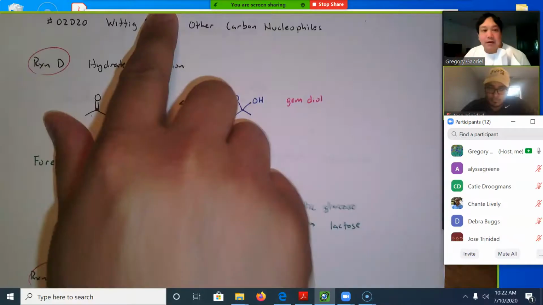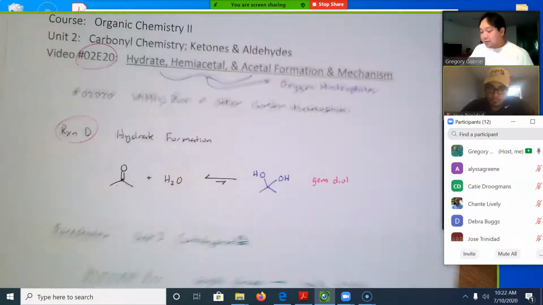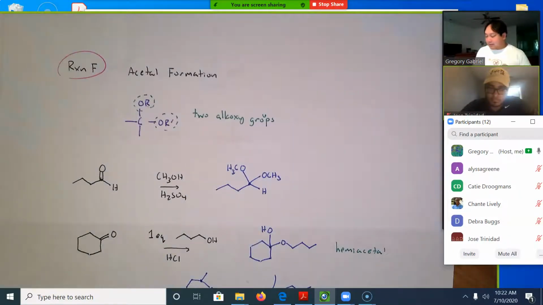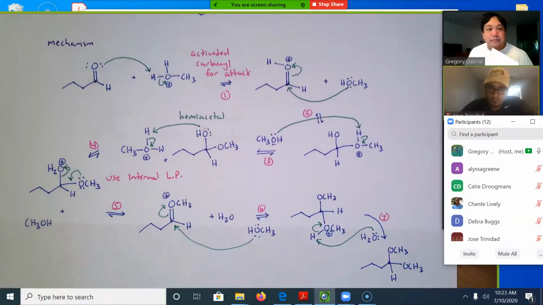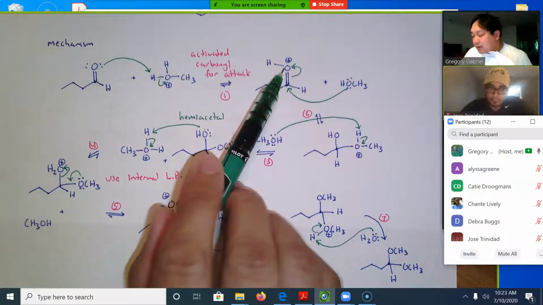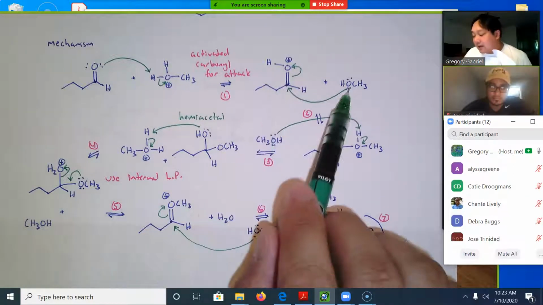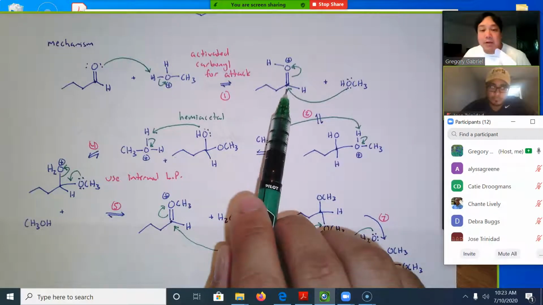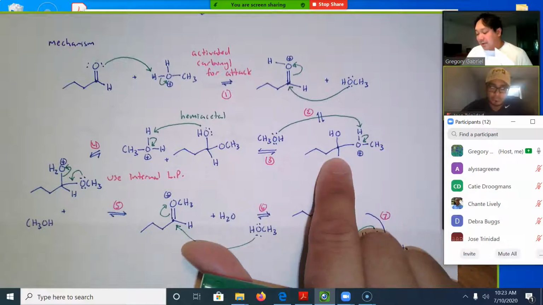So here we talk about hemiacetals. Where's that mechanism? That mechanism is right here. There's the protonated carbonyl group. Do you see that I don't make the resonance structure? I go ahead and attack with the alcohol onto that carbon, and I'm almost close to the hemiacetal. The hemiacetal's right here.